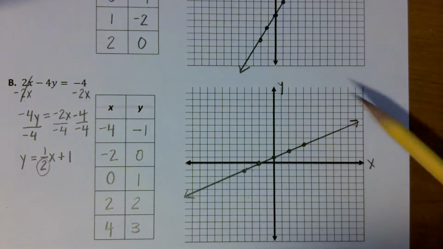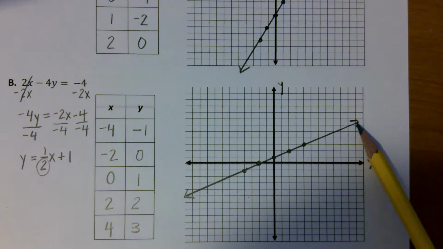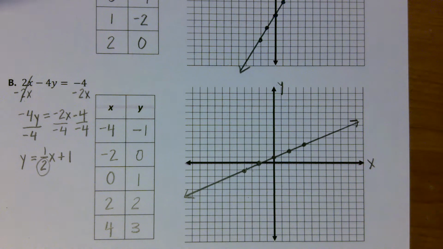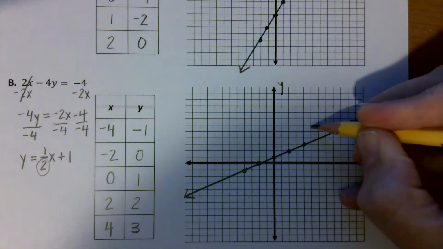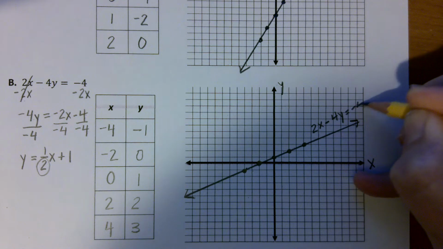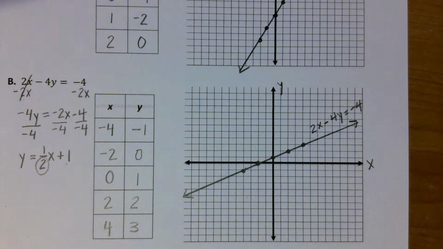Did you remember to label each of the axes? Did you plot those 5 points, connect them, and extend your line all the way through on the plane? Did you remember to put arrows? And can you think of what other detail we still need to write on our line? That's right, the equation. We usually write your original equation, so 2x minus 4y equals negative 4. If you forget and you write your simplified equation, that would be okay too.